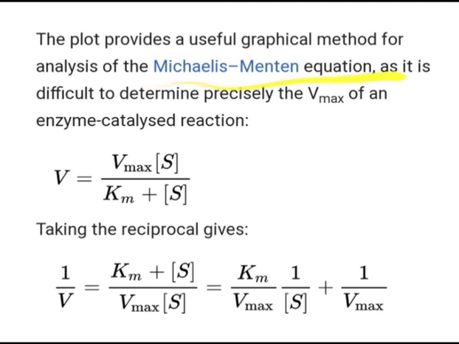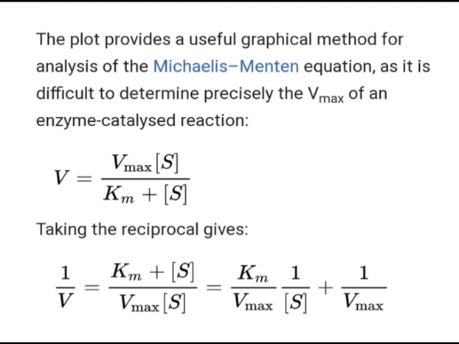In the Michaelis-Menten catalysis, we derived an equation finally. That equation was V equals Vmax into concentration of substrate divided by Michaelis constant plus concentration of substrate. This is our equation, and we take the reciprocal of this equation: 1 upon V equals Km plus concentration of substrate at the top, divided by Vmax into substrate concentration.